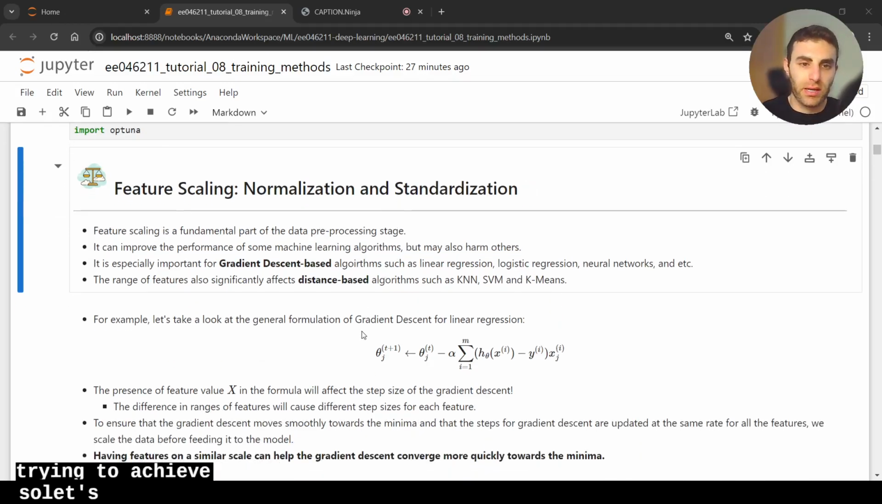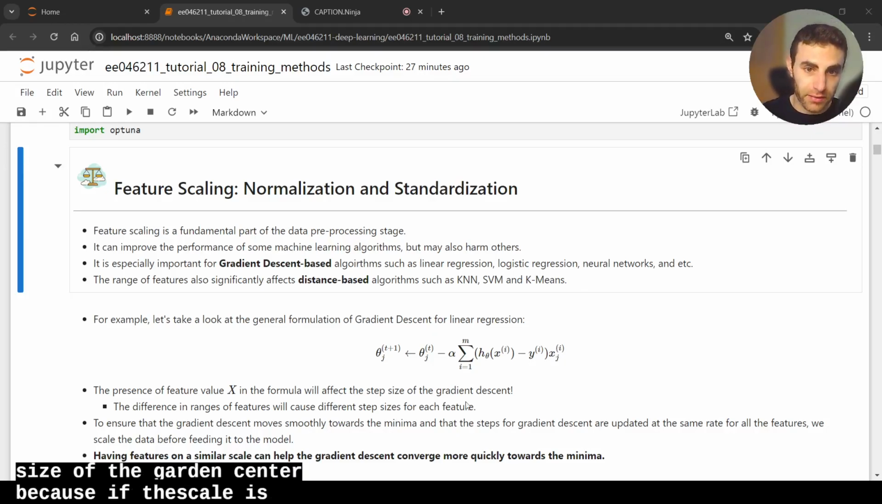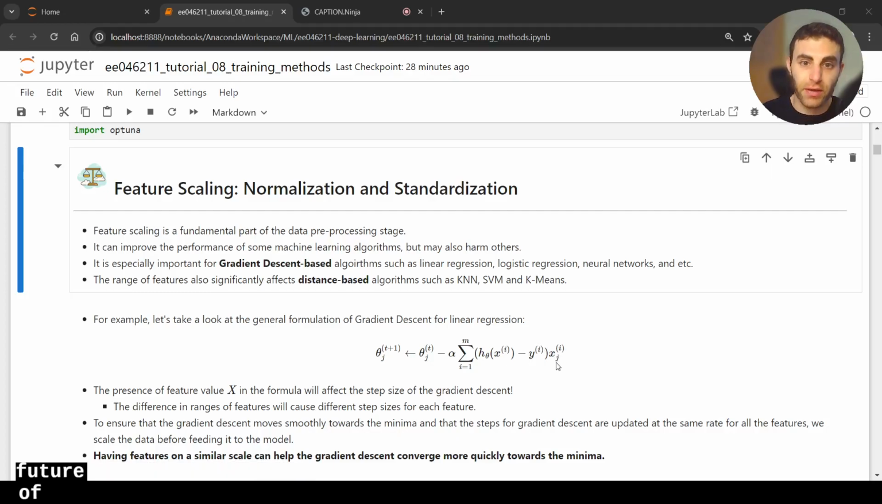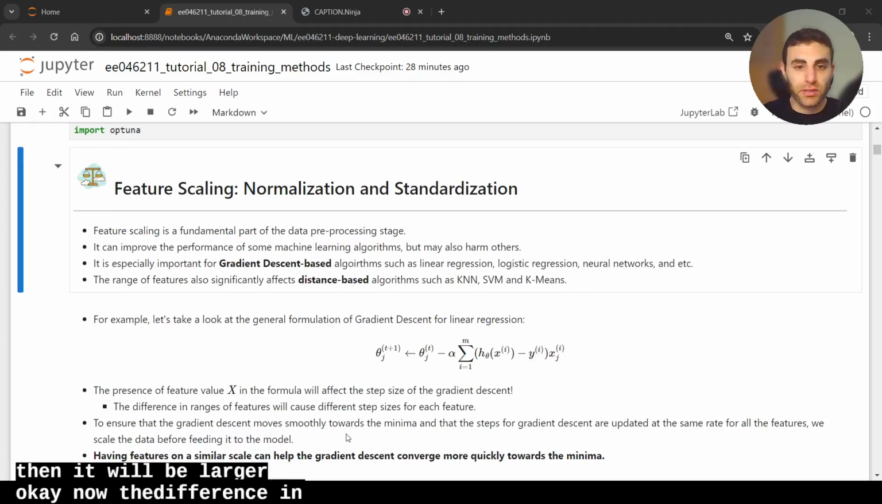So let's take a look at the general formulation of gradient descent for linear regression, for example. What we can see is that our update rule involves the original features, so x. And it, of course, will affect the effective step size of the gradient descent, because if the scale is larger, then the effective step size we take in the direction of this jth feature will be larger. Now, the difference in the ranges of features can cause different step sizes for each feature. That means that we can reach different minima.